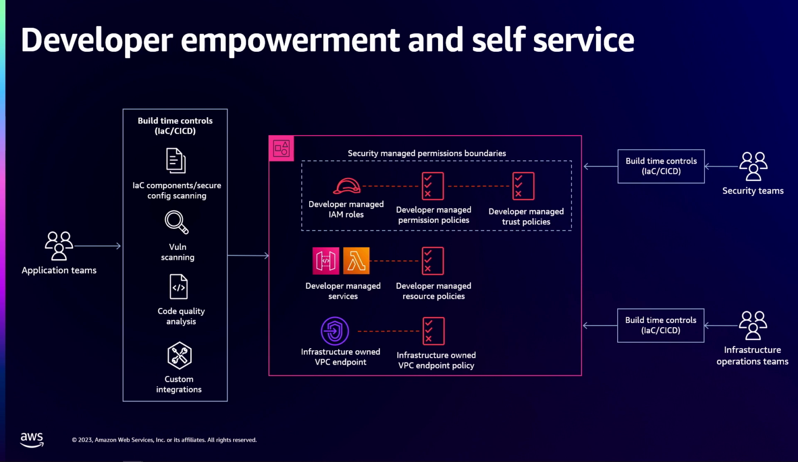On the right side, you'll see our security team, and they have to deploy across those same build time controls. In addition to all the guardrails that we saw in the previous slide, they will also be deploying security-managed permission boundaries, which allows us to set the maximum level permissions that developers can deploy on the IAM roles and permission policies that they manage. Finally, we have our infrastructure operations team, which deploys key network capabilities for us, including the centralization and deployment of infrastructure-owned VPC endpoints and the VPC endpoint policies as well.